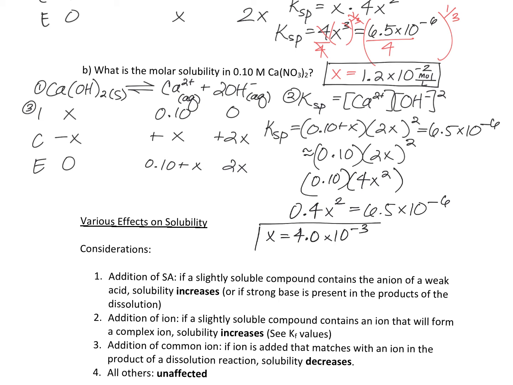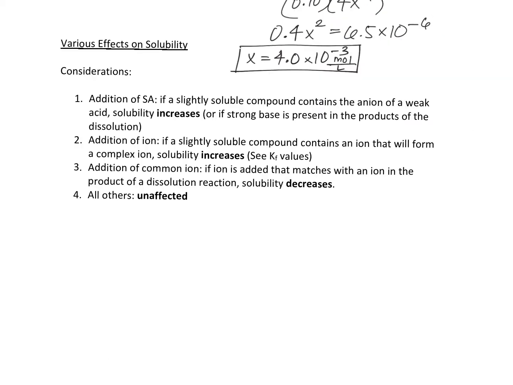And because you already had some calcium in the solution, your solubility, or the amount of solid that you should be able to dissolve in the solution, should be lower than above. And it is. Times 10 to the negative 3 times 10 to the negative 2. And I did forget to put moles per liter. Okay, so that's the end for B. Pause it here if you want to take another look at this. If not, let's move on to effects on solubility.